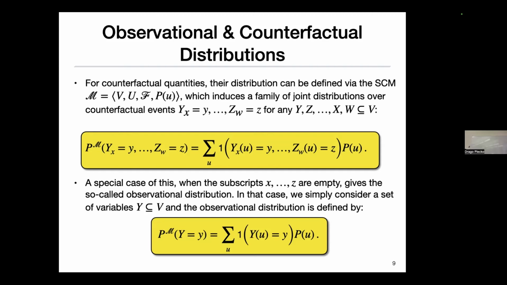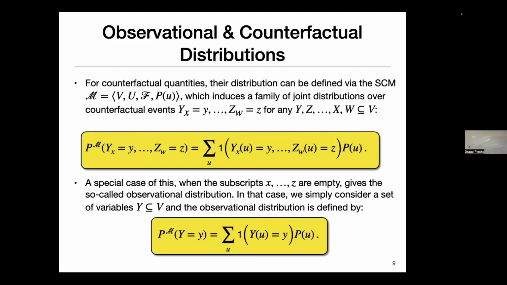How do I compute the probability mass associated with this event? The way this is done is the following. We go over all the units of the population, all of the individuals in the population. We look at the potential outcome, Y sub X, and we check whether for this unit this potential outcome gets exactly this little y value.